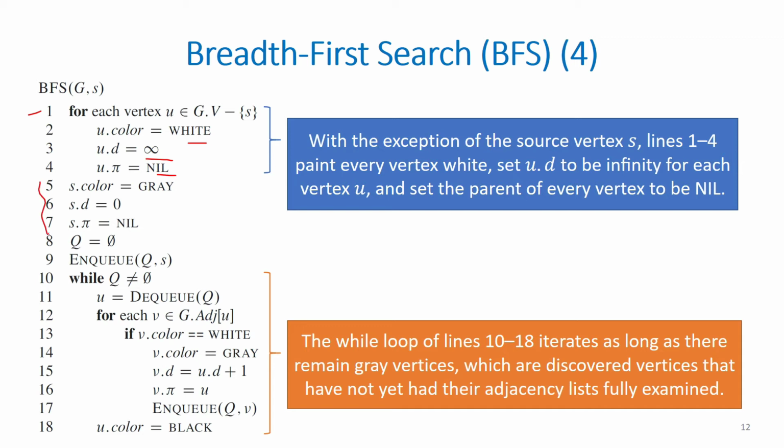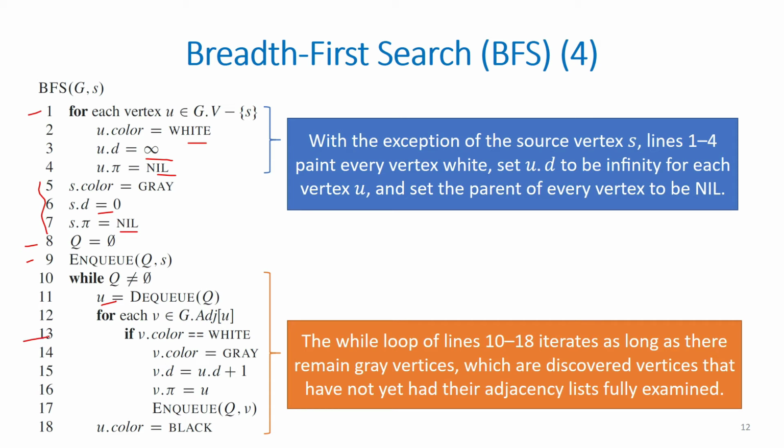Lines 5 to 7 change the color of S to gray, make S.d equal to 0, and set the parent of S to nil. Line 8 creates an empty queue Q, which is followed by placing vertex S, which is gray, in the queue in line 9. The while loop is where all the action is. As long as there is a gray-colored vertex, say U, in the queue, the algorithm visits each of its neighboring vertices, say V, and does the following checks.